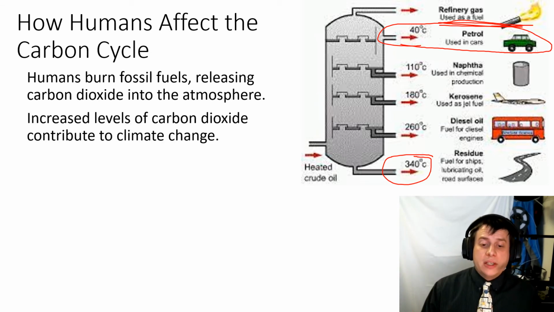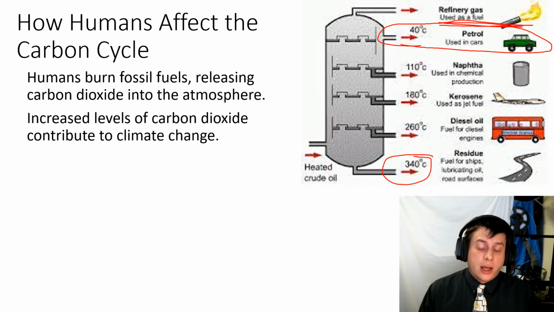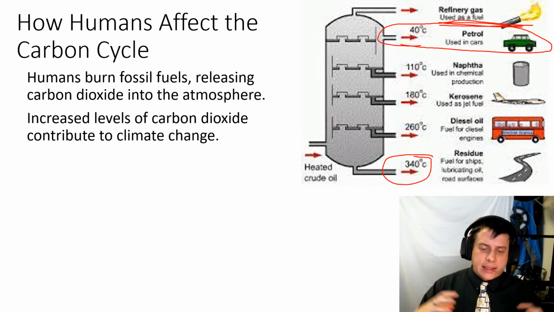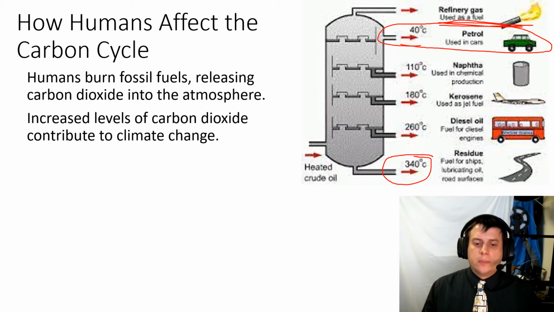So the problem is, though, the increased level of carbon dioxide is contributing to climate change. See, carbon dioxide is a greenhouse gas, and what that means is, as this gas is built up in the atmosphere, energy that comes in from the sun gets trapped and insulated close to the surface of the Earth. So it makes the surface of the Earth warmer and warmer and warmer.